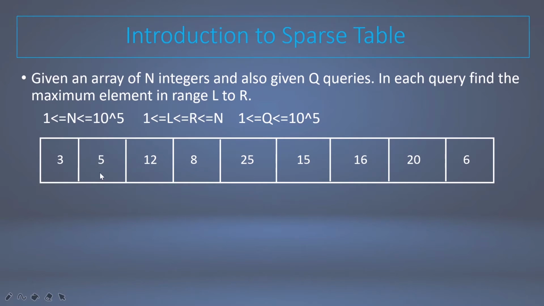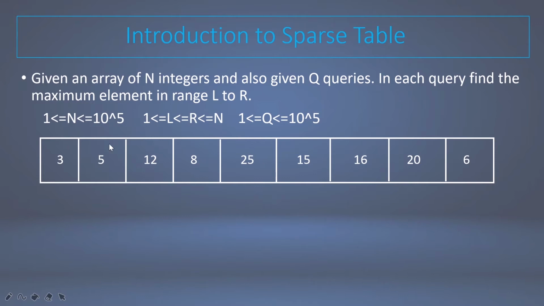In each step, you can update your maximum element by the current element of the array, right? So you will traverse from L. Firstly, you will update your maximum element by 5, and then you will update your maximum variable by the maximum of 12 and your maximum variable, and then by the maximum of 8 and your maximum variable. In this way you will traverse from L to R and you can get the maximum element of this range, right?